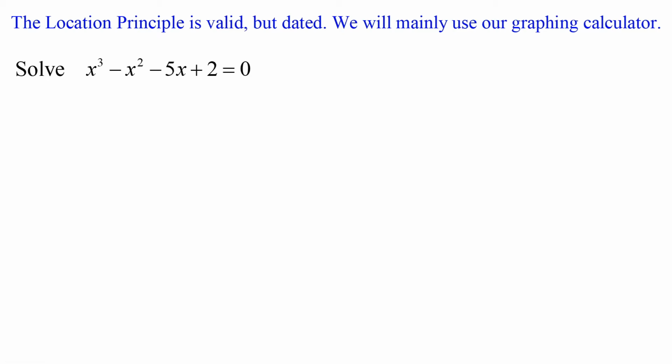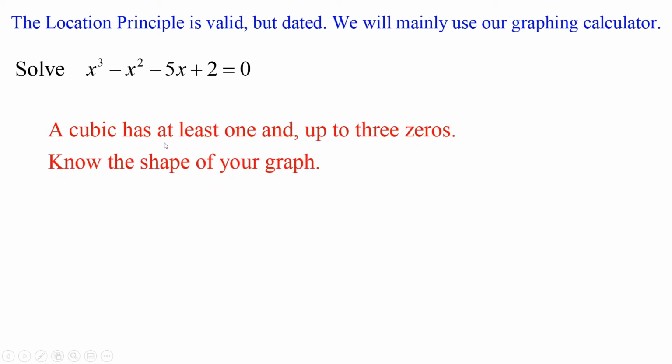Now, when you try to visualize this in your mind right now, a cubic has at least 1 and up to 3 zeros. Know the shape of your graph. So I focus on the leading coefficient of 1 that is greater than 0 and a cubic. So with this leading coefficient, aren't I going to start down in quadrant 3 and then go up and take a turn and another turn and finish up here in quadrant 1? So this cubic I'm picturing as looking something like that right there.